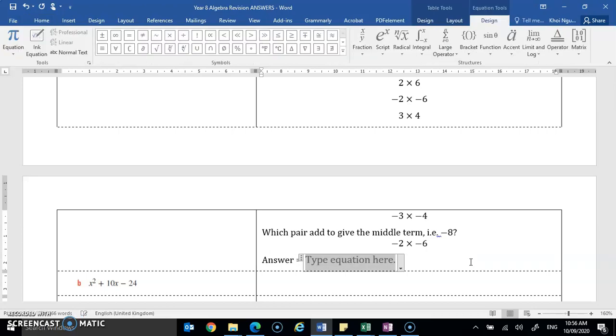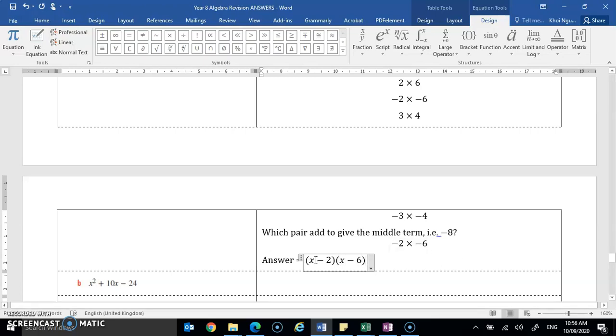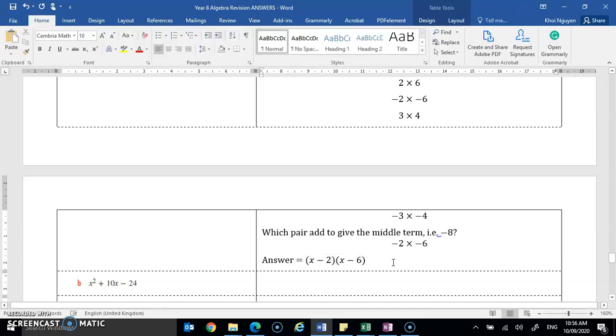So our answer, really easy here, is we are going to put them into the brackets. The way that we put them into the brackets is x minus 2, the -2 comes from the -2, and x minus 6. Just put these two into brackets after the x like this, and you get the answer.